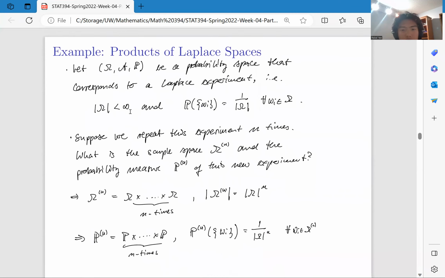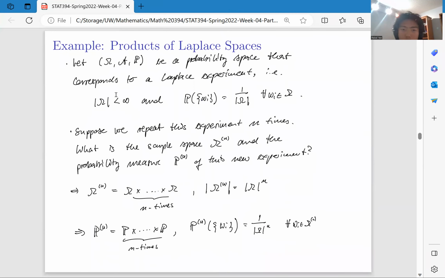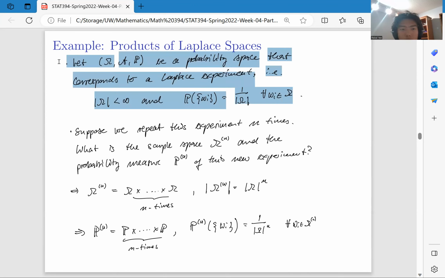So let's give more thought to this one. Let the probability triple exist, and because this is a Laplace experiment, the cardinality of the sample space must be finite, and the probability of each outcome is 1 over the cardinality of the sample space. This is the assumption for this question.